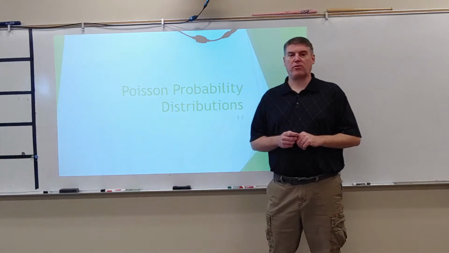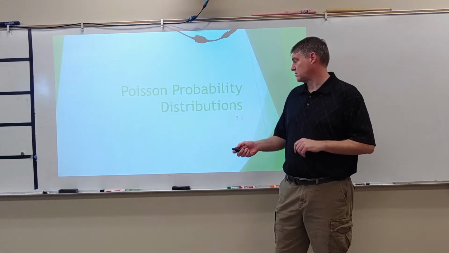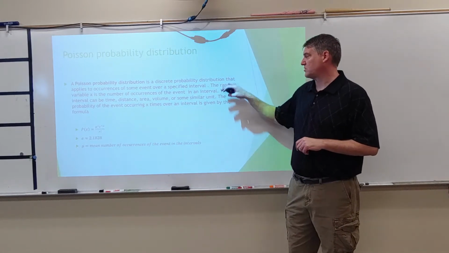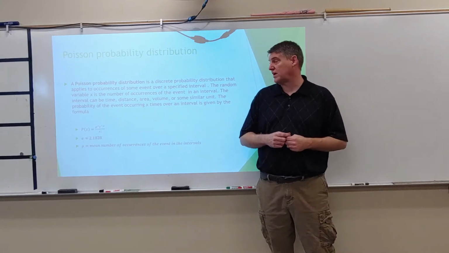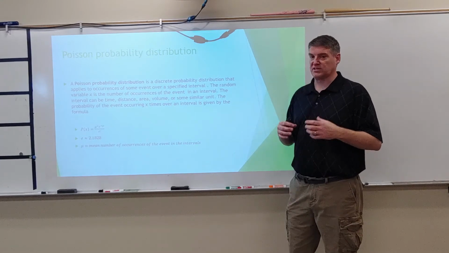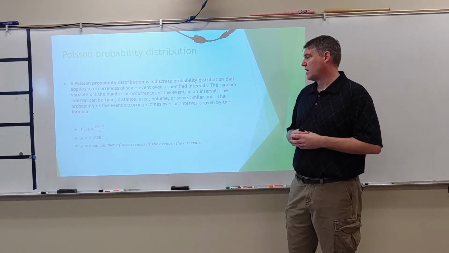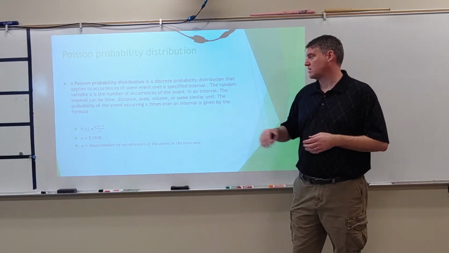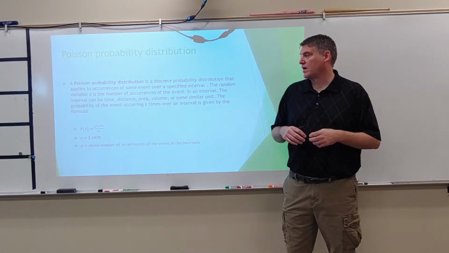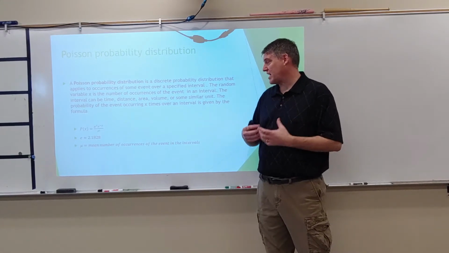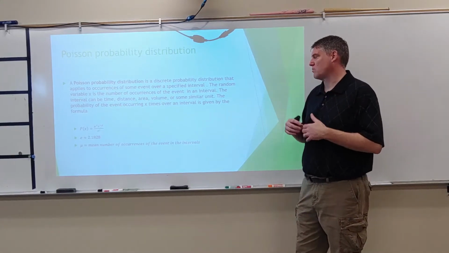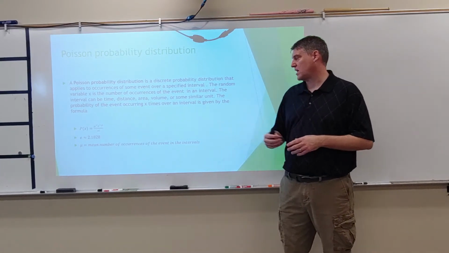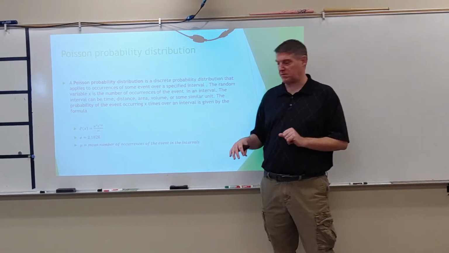All right, we're going to talk about Poisson probability distribution. A Poisson probability is a discrete probability distribution that applies to occurrences of some event over a specified interval. The random variable x is the number of occurrences of the event in an interval. The interval can be time, distance, area, volume, or some similar unit. The probability of the event occurring x times over an interval is given by this formula.